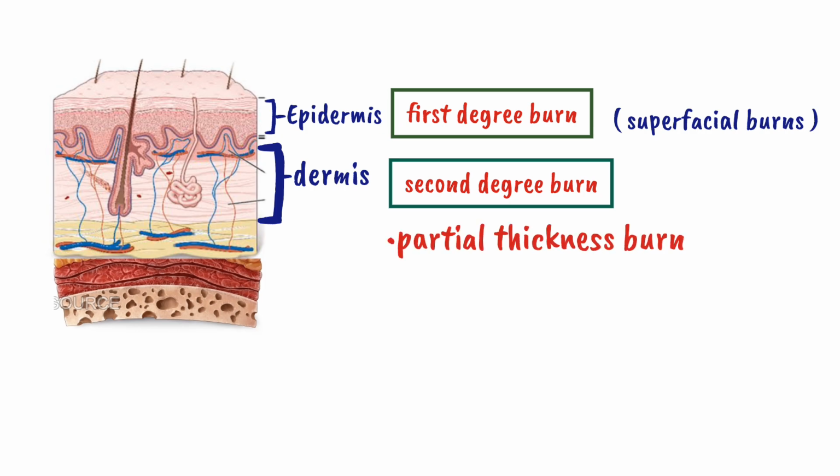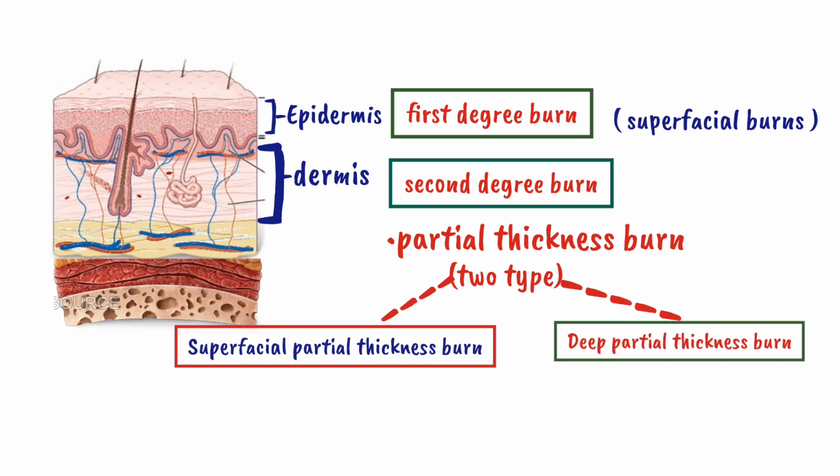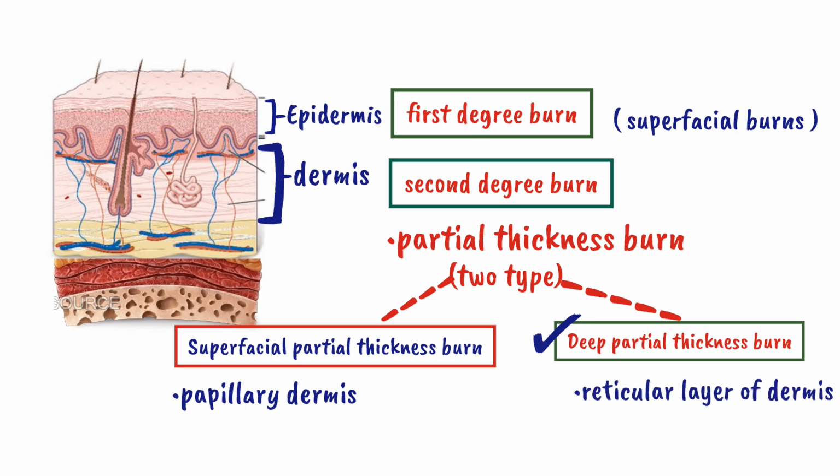The partial thickness burn is further divided into two types, the superficial partial thickness burn and the deep partial thickness burn. The superficial partial thickness burn means that the depth of the burn extends till the papillary dermis, but will not extend to the reticular dermis. The deep partial thickness burn means that the depth of the burn will extend till the reticular layer. In short, whenever there is an extension of a burn into the dermis, it is called a second degree burn, and the second degree burn is further divided on the basis of the depth of burn in the dermis.